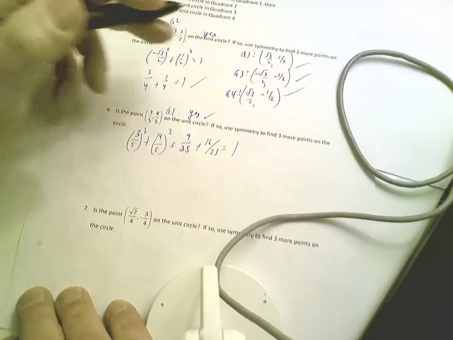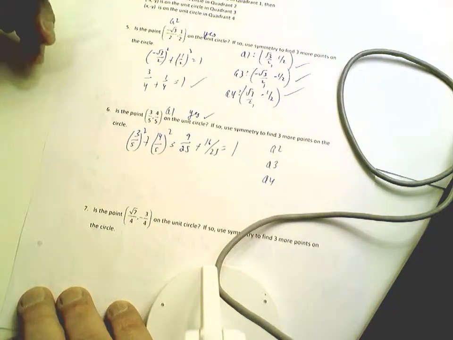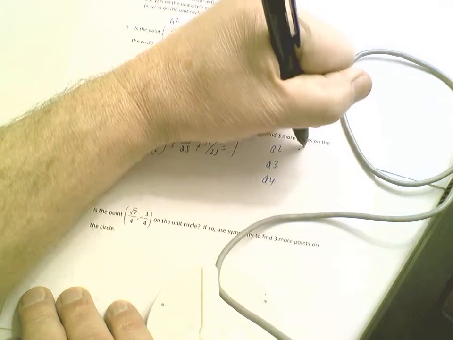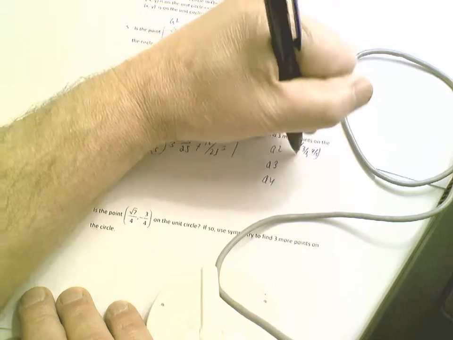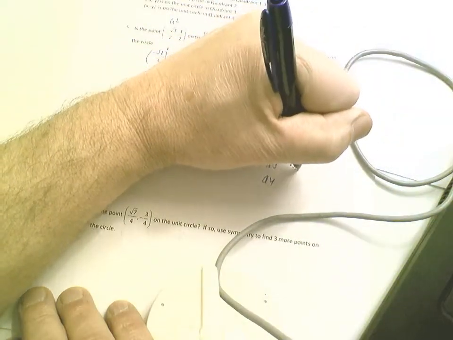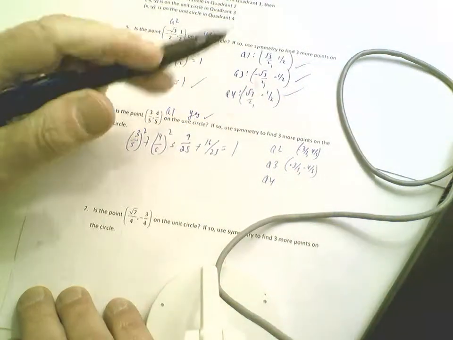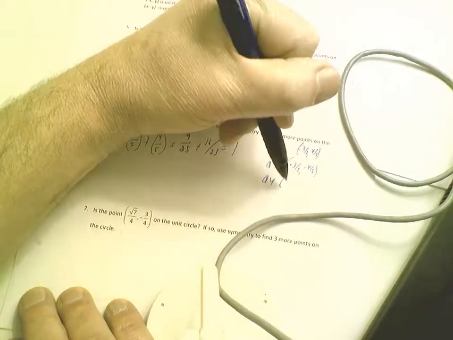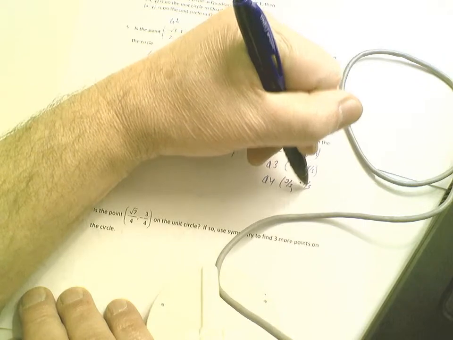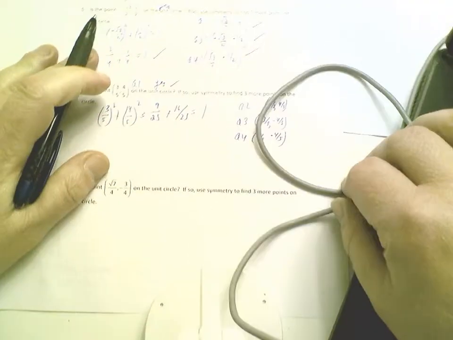There's quadrant 1. Let's find my other points in Q2, Q3, Q4. In quadrant 2, my x coordinate's negative, negative 3/5. My y coordinate is positive, 4/5. Quadrant 3, both values are negative. Negative 3/5, negative 4/5. Quadrant 4, x is positive, 3/5. Y is negative, negative 4/5. There's my symmetry partners. One more.